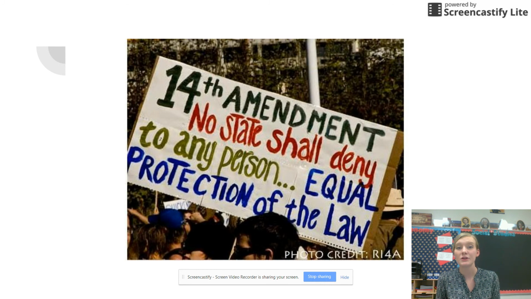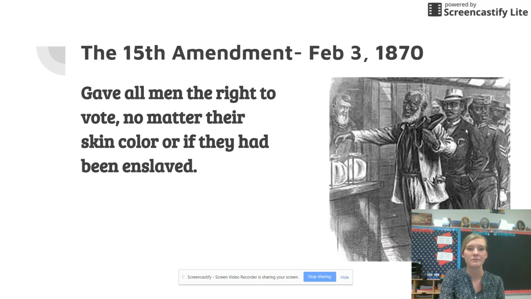If you pay attention to the news, any protests that talk about equal rights, whether it be for women or for people of different communities, we see that this 14th Amendment comes up a lot. This is a very modern protest sign where it says, "No state shall deny to any person equal protection of the law." So pay attention the next time you see some sort of protest on TV, on the news. I would bet you that the 14th Amendment is somewhere applicable in there.